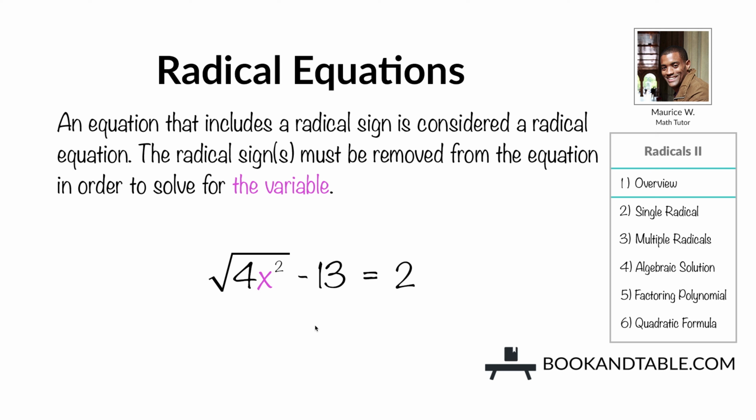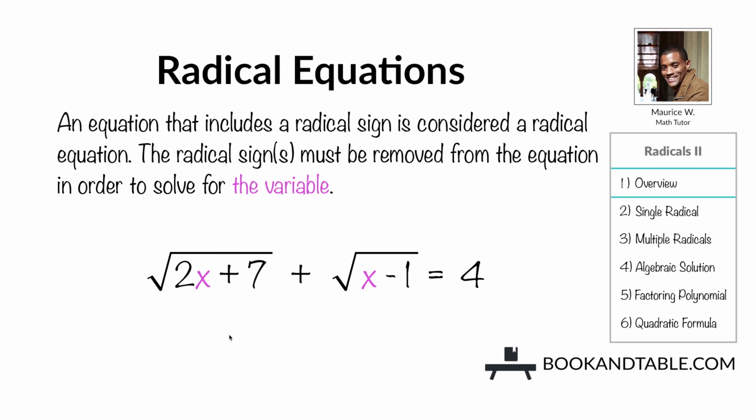An equation that includes a radical sign is considered a radical equation. The radical sign or signs must be removed from the equation in order to solve for the variable, which is usually x. So this would be an example of a radical equation. The square root of 4x squared minus 13 is equal to 2. So we have an equation. We have two expressions with an equal sign between them. And we have a radical sign.